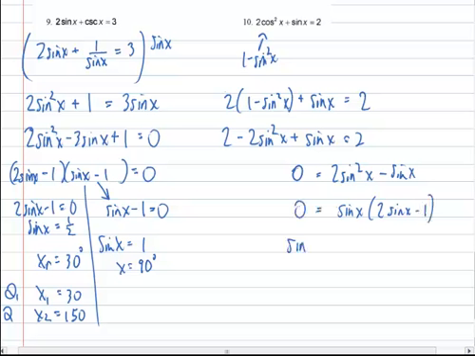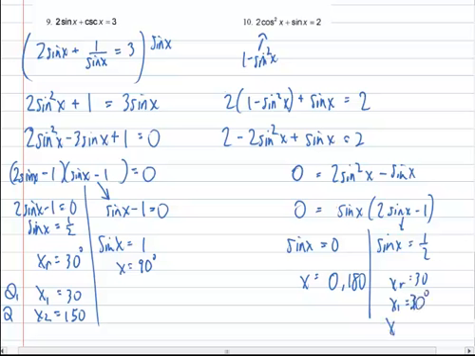So we have 2 solutions. Sine of x equals 0. Sine of x from this part equals 1/2. X equals 0 and 180 from this part from our chart, and x here references 30 again. The first answer is 30, and the second one is 150.